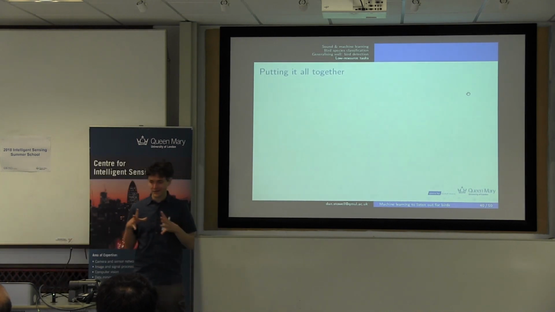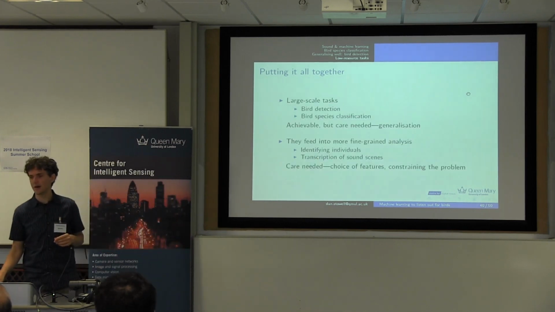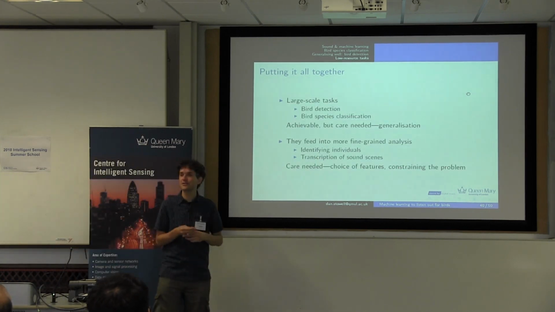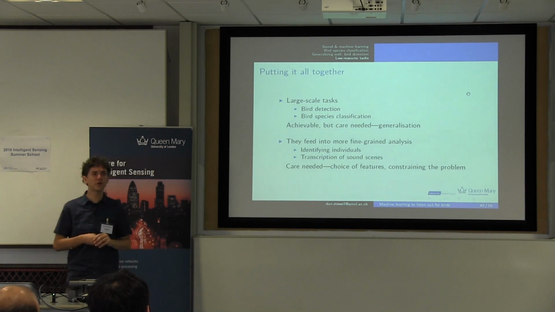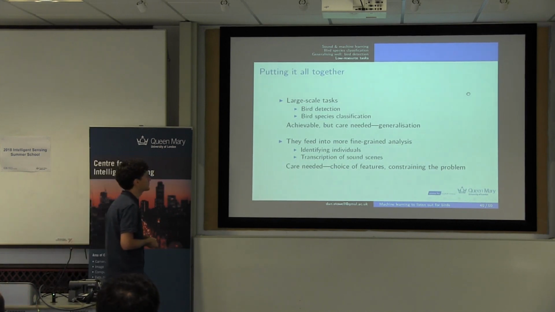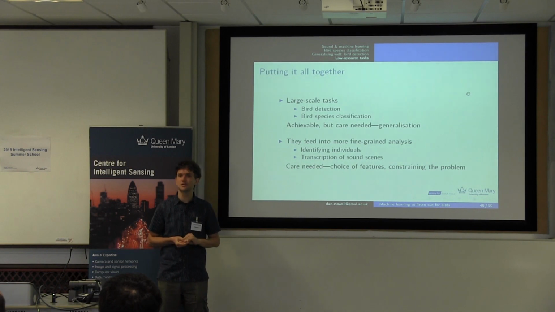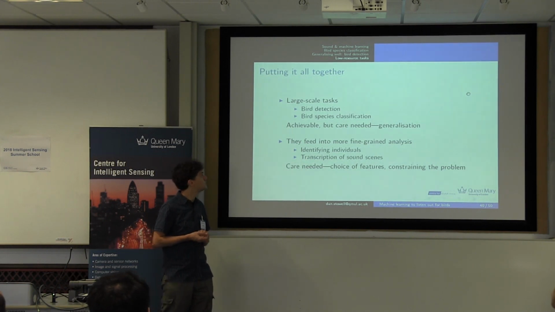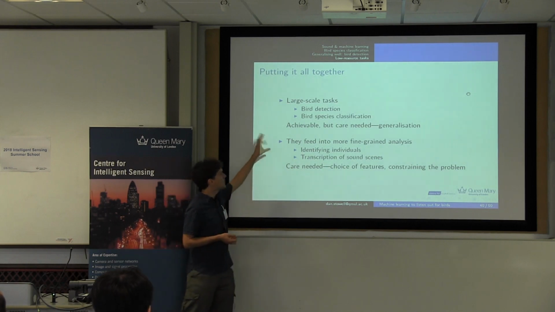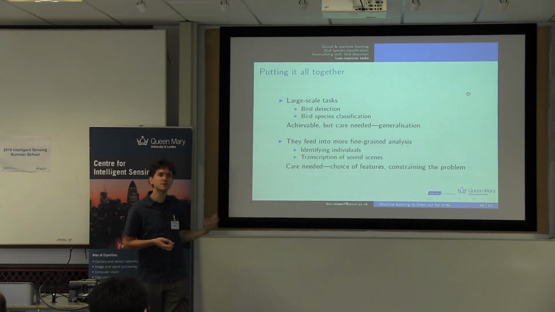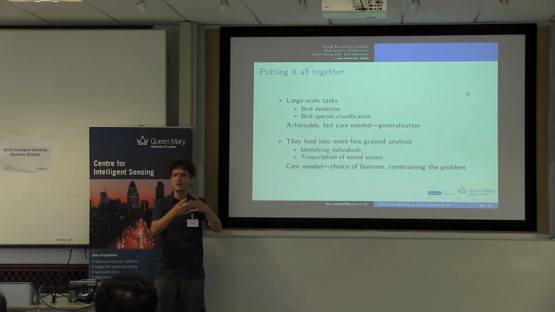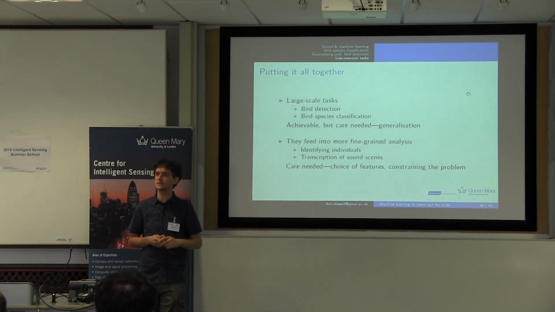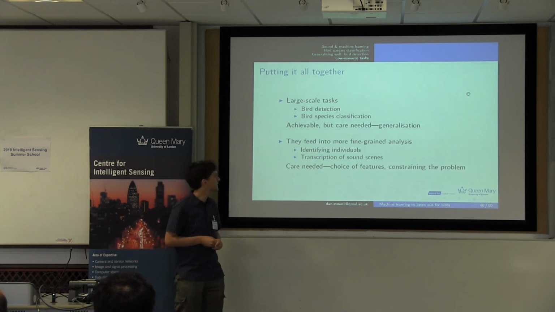Putting it all together. I started by talking about large-scale tasks, bird detection and bird species classification, and essentially we take neural networks, we take a lot of the lessons from deep learning and use those. We make some modifications, we do some customizations, and we take care of issues such as generalization. And those feed into the more fine-grained analysis. So we do want to put all these things together. We want to develop a workflow where we're actually detecting birds, classifying, and looking at the fine detail as part of an integrated workflow. I've talked about all these things as separate tasks at the moment. We would like to connect these things together.